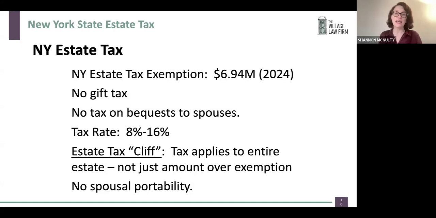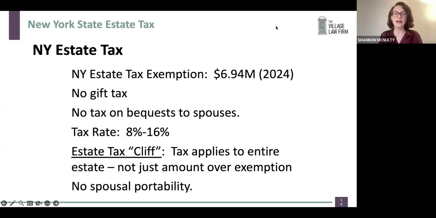The tax rate for New York estate tax is a lot lower than the federal rate. It's a progressive rate from 8% to 16%. And by progressive, what I mean is that it goes up as the value of your estate goes up. So if you have an estate of, say, $8 million, maybe the estate tax rate will be 10%. And if the value of your estate is $11 million, then the estate tax rate is going to be 16%.